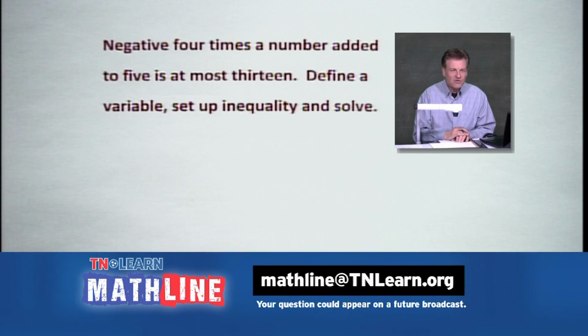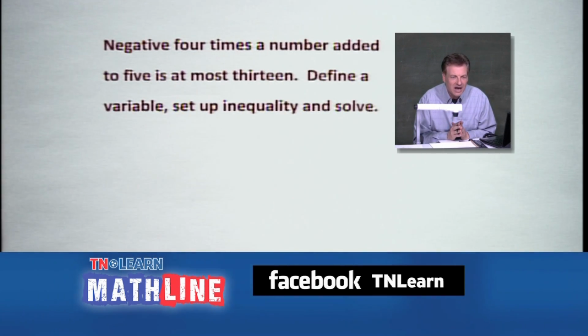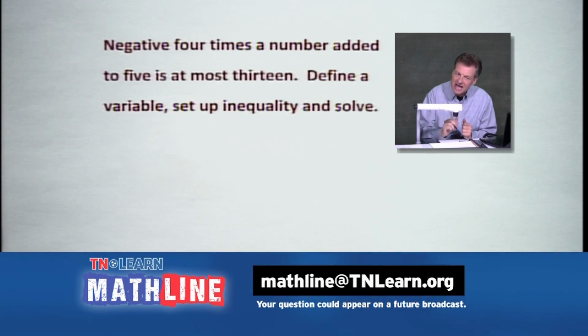Now, let's take a look at our first example here. -4 times a number added to 5 is at most 13. First of all, what does at most mean? That means it's a limit. It can't go above, but it could get to 13, all right? It can hit 13. It's got to be 13 or less, all right?